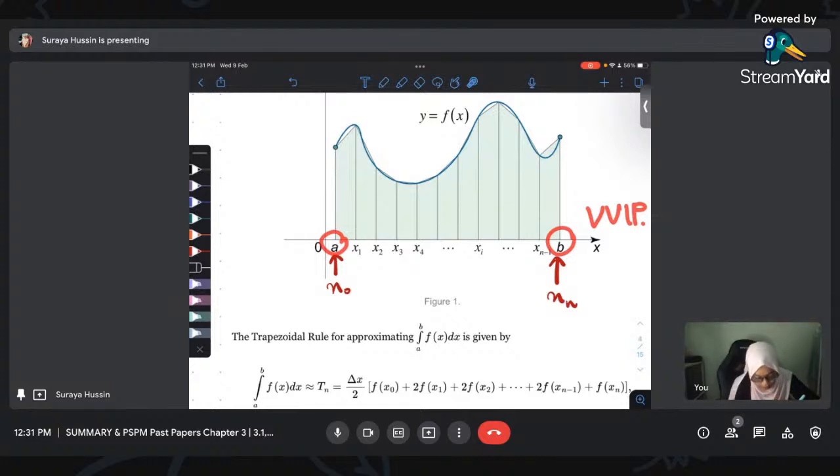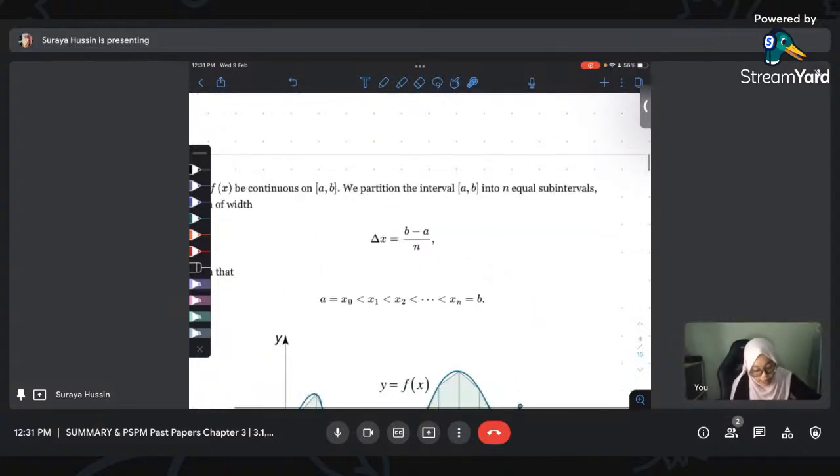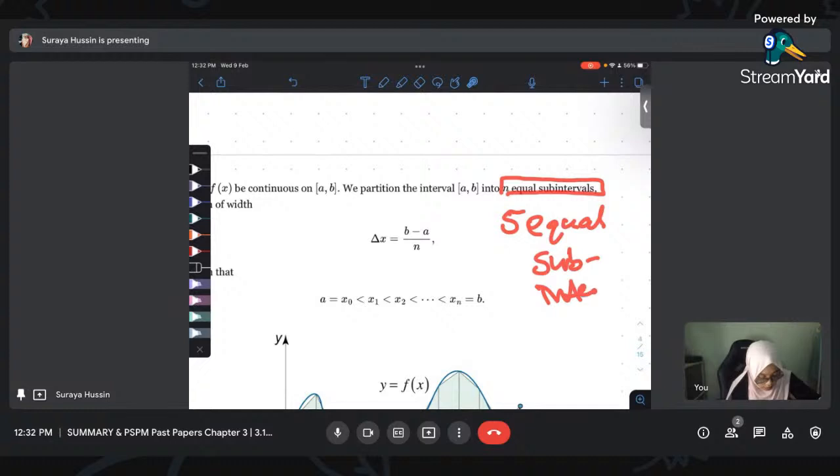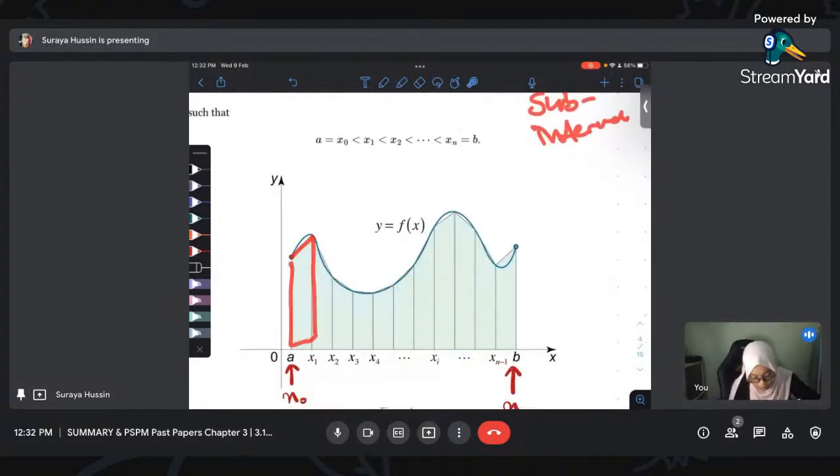Okay? And so this is very important. X0, X1, X2, X3, X4 is very, very important in our calculation. Okay? Cumanya kamu kena faham satu benda lah dekat sini. N equals sub-intervals. Kalau let's say soalan kata 5 equals sub-interval, bermaksud there is 5 trapezium. 1, 2, 3, 4, 5.